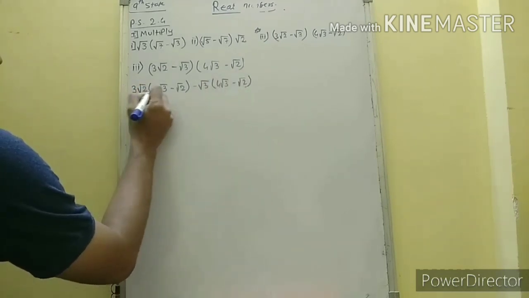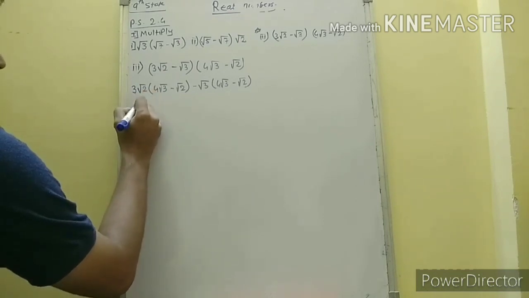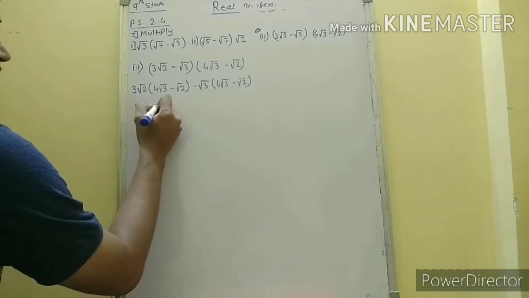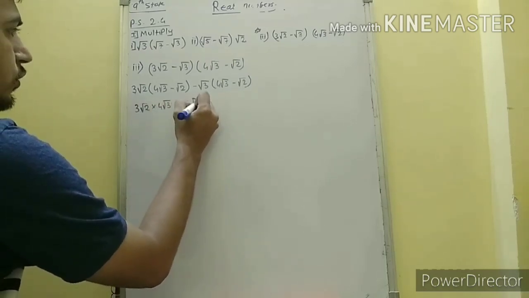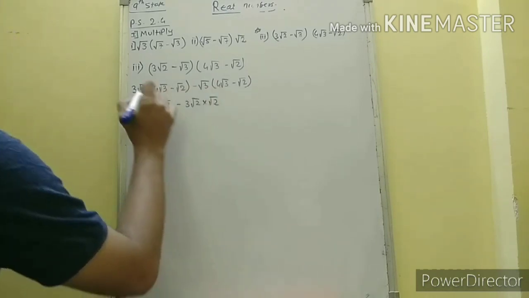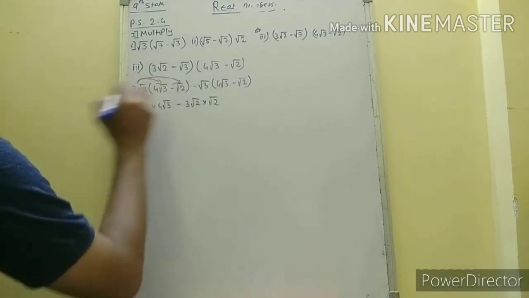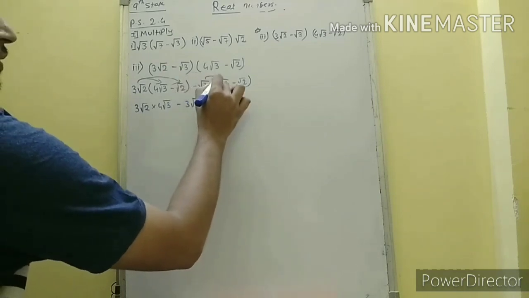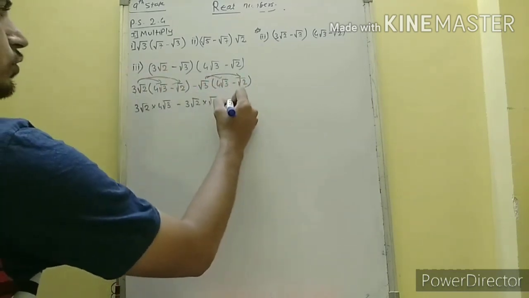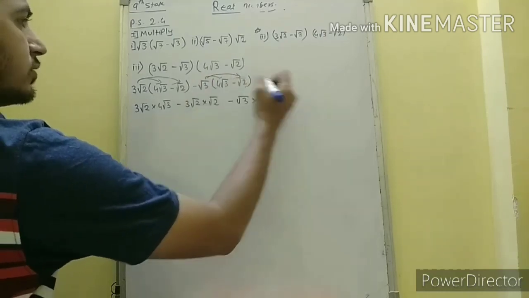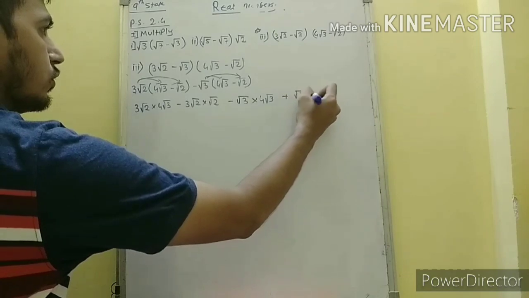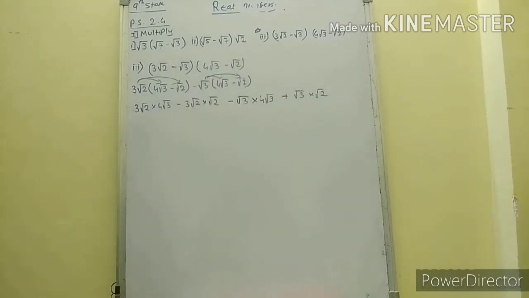So when we multiply, I'll just write one more step. 3 root 2 multiply by 4 root 3 minus 3 root 2 multiply by root 2. This multiplied by this and this. Same here also, this will be multiplied by this as well as this. So minus root 3 multiplied by 4 root 3, minus minus will become plus root 3 multiplied by root 2. Okay, so now we will multiply as the orders are same.